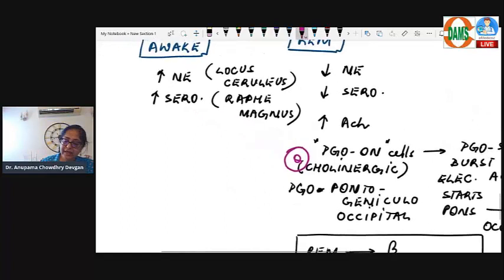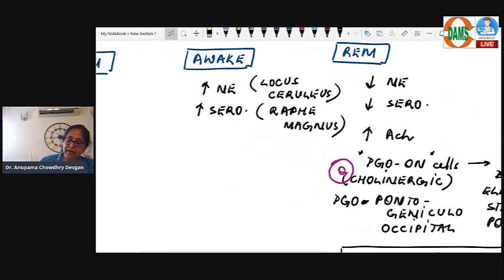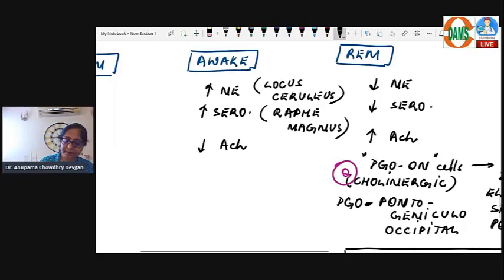Now, in the awake state, which is the complete opposite of REM, there is a decrease in acetylcholine. So try to remember this. Awake state: increased norepinephrine, increased serotonin. REM sleep: decreased norepinephrine, decreased serotonin. Awake state: decreased acetylcholine. REM sleep: increased acetylcholine. I've already told you the significance of this increased acetylcholine. This comes from PGO-on cells and is responsible for PGO spikes.